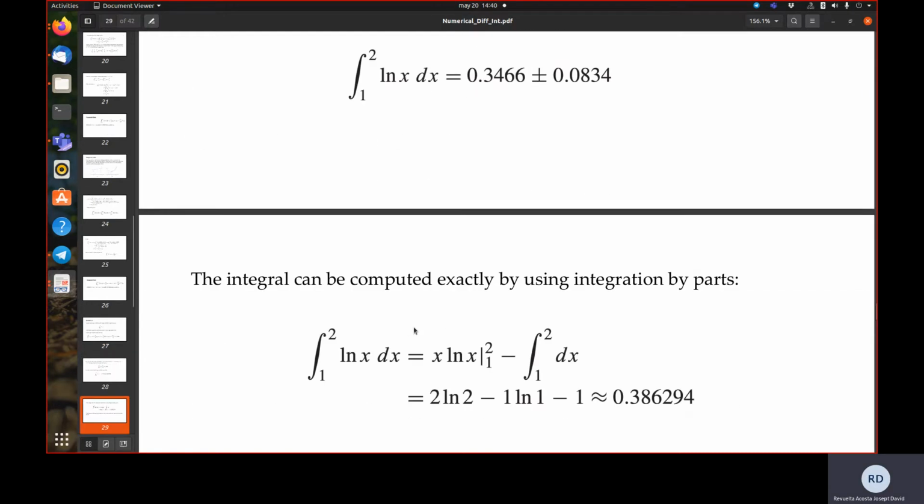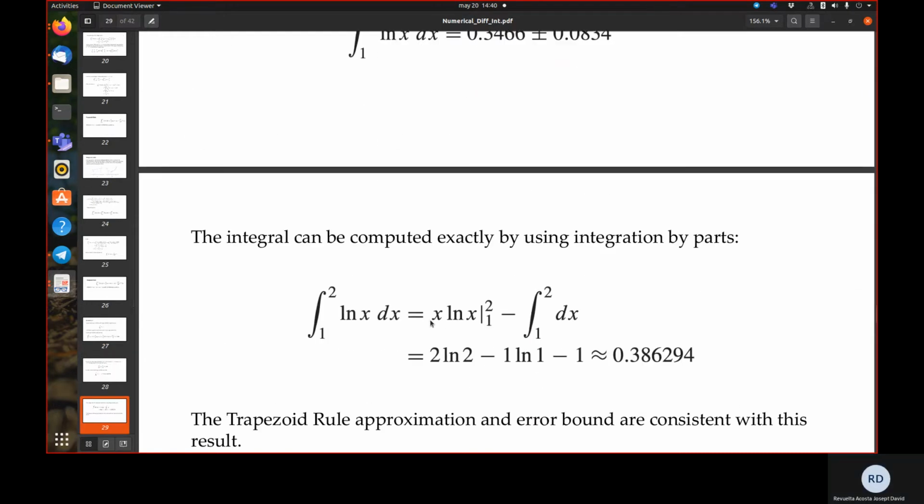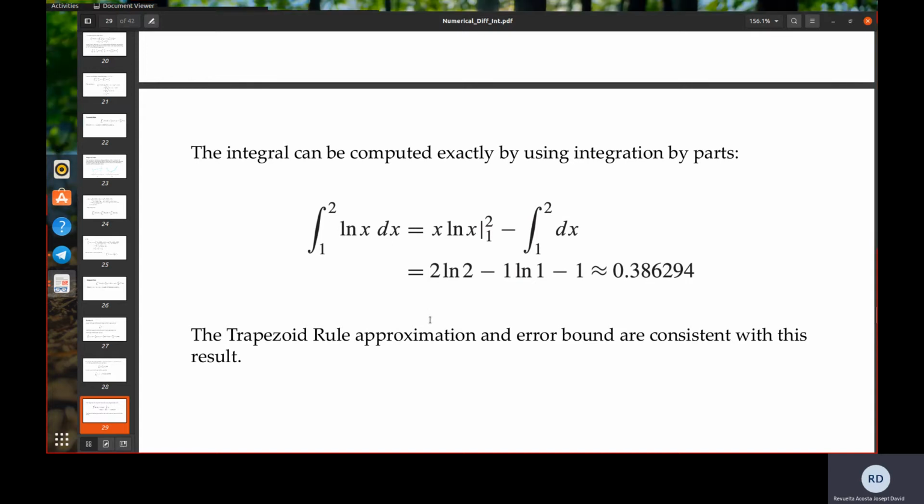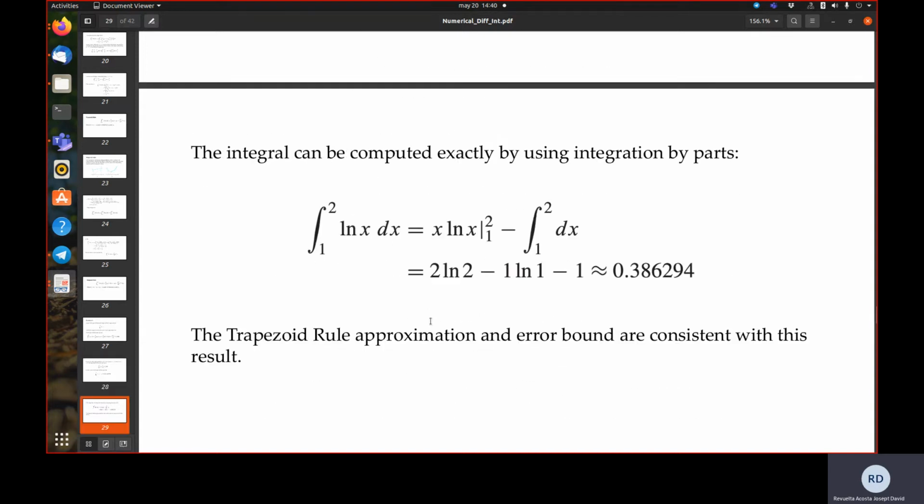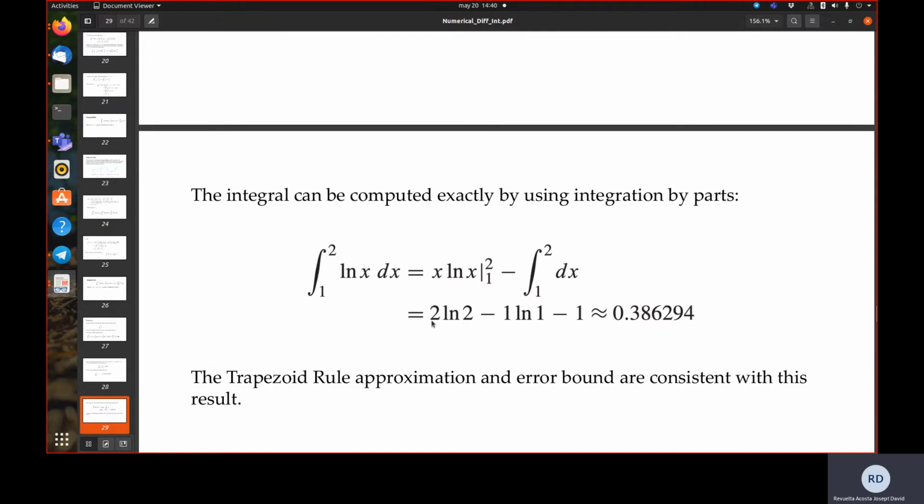Then if we move to the Simpsons rule, we can obtain it. But I would like to first obtain the real value of the integral, because this is for demonstration purposes. We can obtain the integration. If we obtain the integration of natural log of x, this is going to be equal to what?